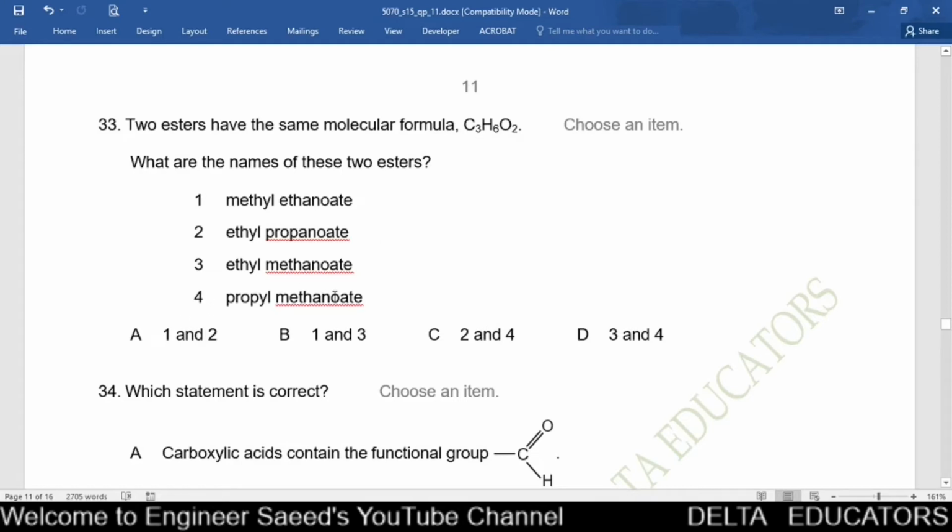Number 4, propyl methanoate. In propyl we have 4 carbon. In methanoate we have 1 carbon. So total number of carbon atom is 4. That is incorrect. So correct points are 1 and 3. 1 and 3 is given in option B. So correct option B.